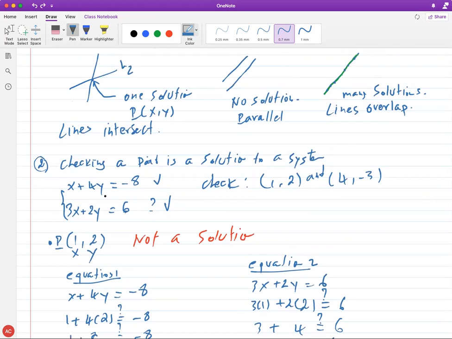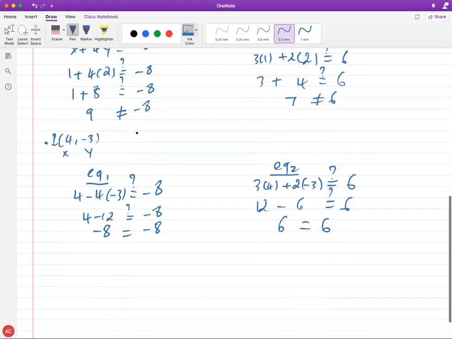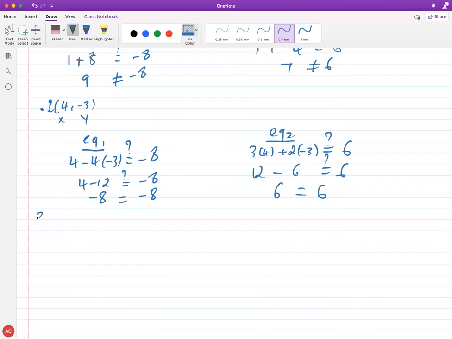So in this case, you will be given the system and you will be given the possible solutions to check. Okay, this is checking. Next step, we're going to see how to actually solve the system ourselves. We'll be given a system like this, no points, and we'll figure out whether the lines meet, the lines are parallel, or the lines overlap. So that would be the next section.